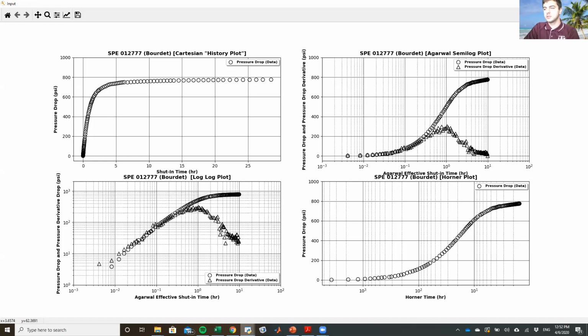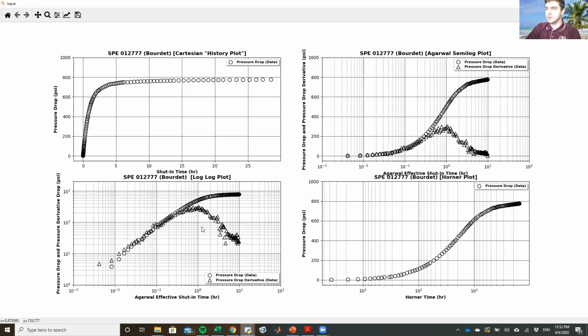As you can see, this derivative is a little bit noisy. The data for this derivative is noisy, so we'll need to smooth it eventually. What else I'm plotting here is our Horner time, as well as Agarwal effective time, the ones that I showed in our Python script, right? And I'm also plotting here the pressure drop derivative on this semi-log plot. But it's not going to be very useful, to be honest, but it's okay.